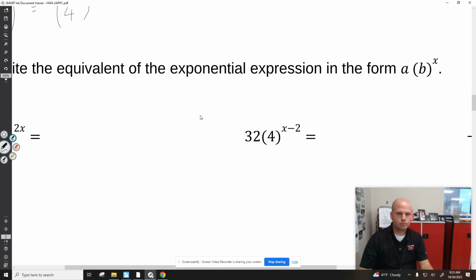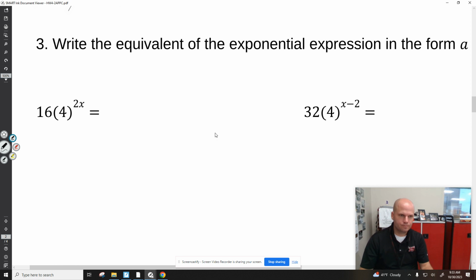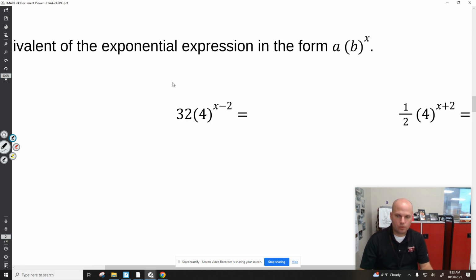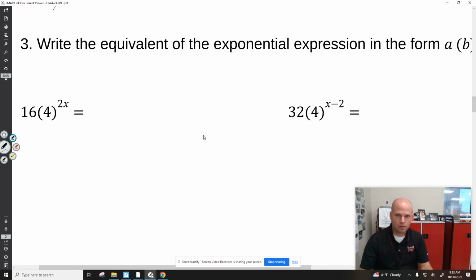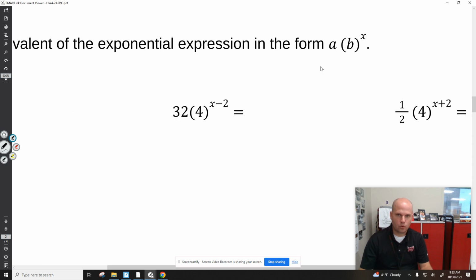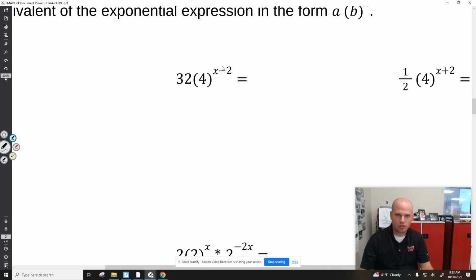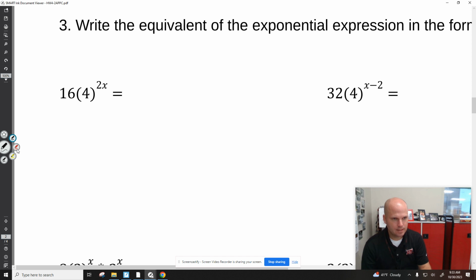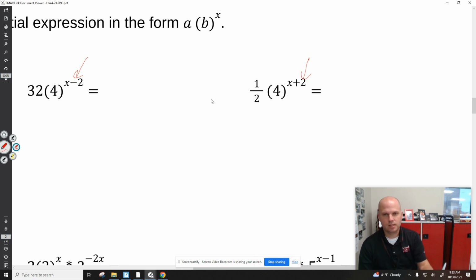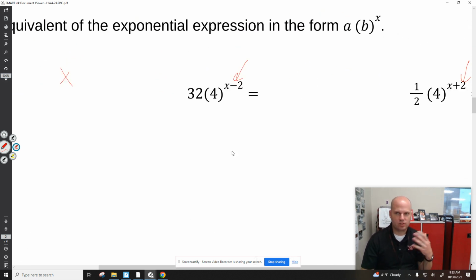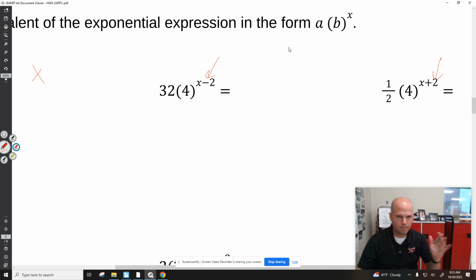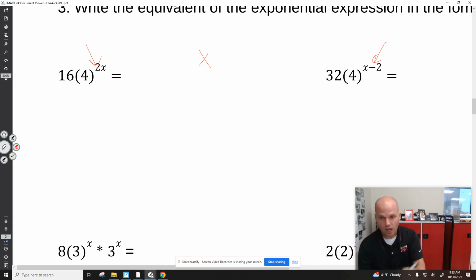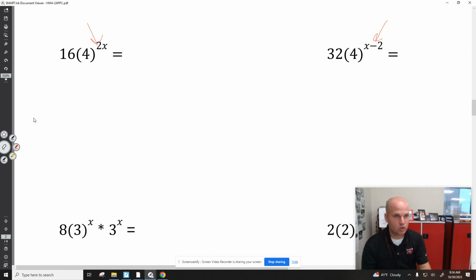Okay, cool. Now, we are going to have other stuff going on. We want to write the equivalent form as a times b to the x. So here's the key. I only want x, not anything else, times x, minus x, plus x. We got to get rid of that, so we just have a times b to just x. So understand the prompt, and then you got to understand the properties. Now we've been using the power to a power property, so this first one's easy.